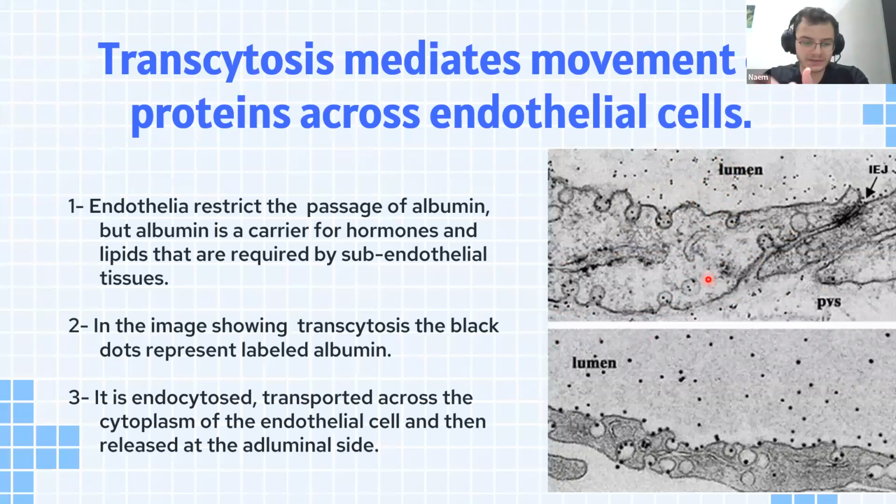Okay, why do we need this? Why does the body allow transcytosis but doesn't allow diffusion?